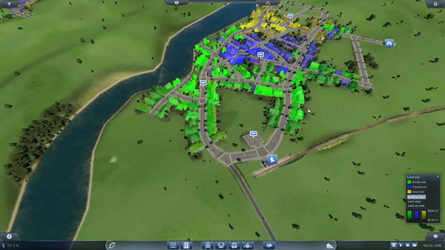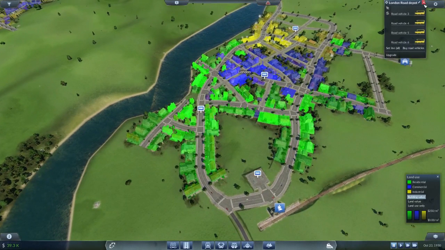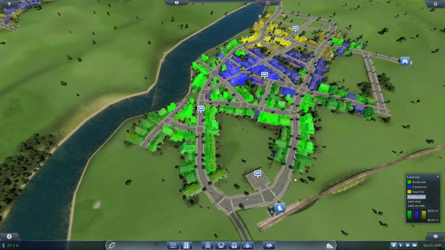So let's set those up to start with. I've already bought 4 buses. I'm going to use the same number of buses and trains and everything throughout all the tests, so it should be a good like-for-like comparison.